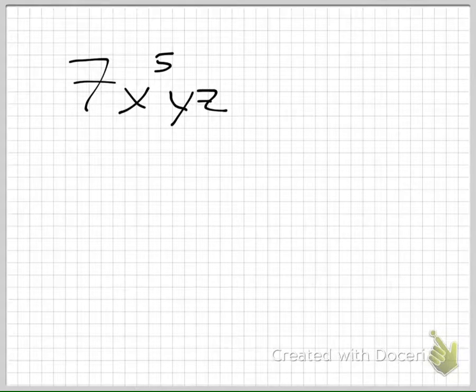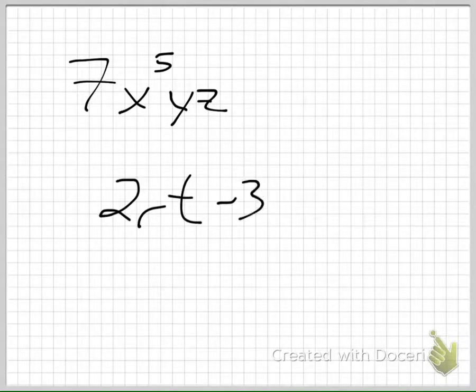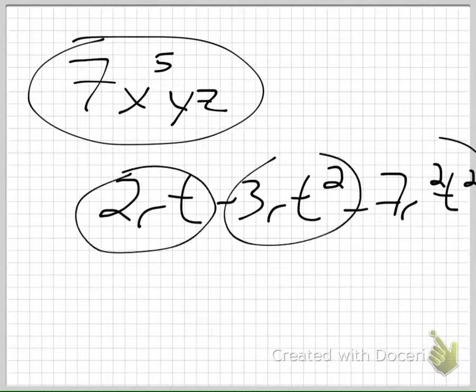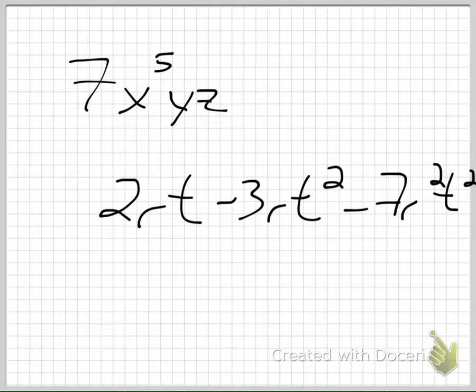Okay, so then here, I'm going to give you one, see if you can do it. 7x to the 5th y z, and then 2rt minus 3rt squared minus 7r squared t squared. I want you to tell me, for each monomial that you see, the degree. There's one, there's one, there's one. Give me the degrees for each one. Okay, makes sense? And then I'll tell you what we're going to do with it once we get done with that.